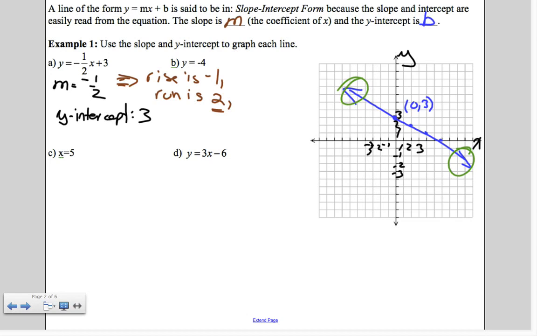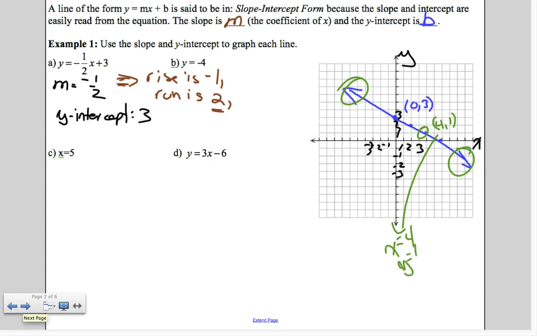Now here's something that's interesting. What's this point over here? What are the coordinates of that point? 4, 1. So that means here, right down here, x is equal to 4. y is equal to 1.